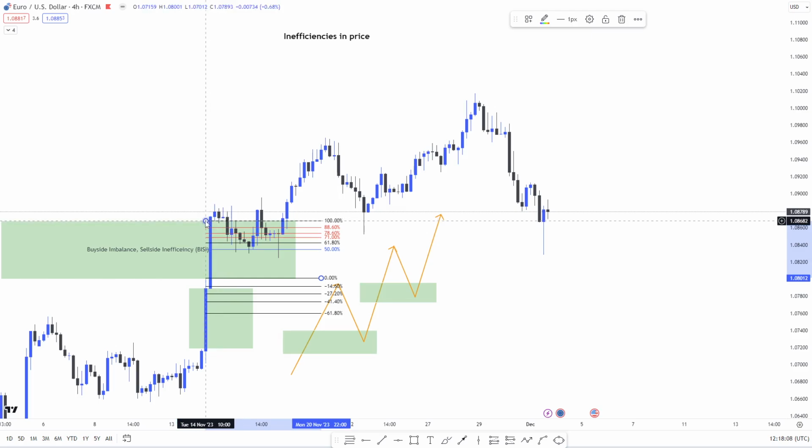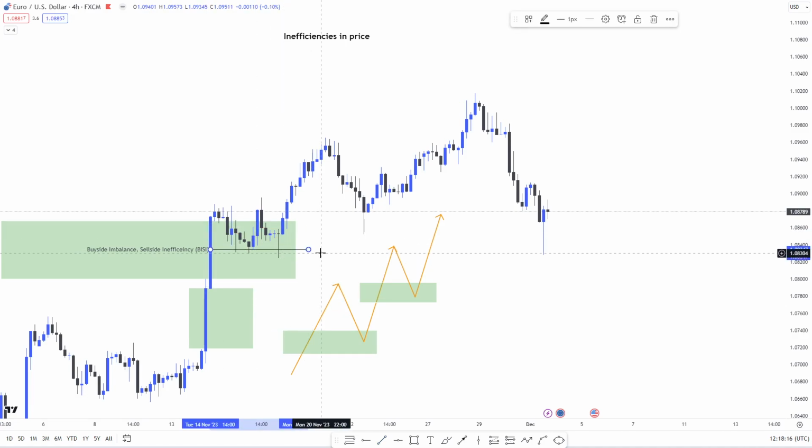And because price is equilibrium, price can respect levels of 50%. So you can see there 50% of the BISI was respected. Once that has been respected, we can understand that this is basically telling you this is an extremely bullish market. Okay, this is an extremely bullish market, and these areas look to get respected all the time.